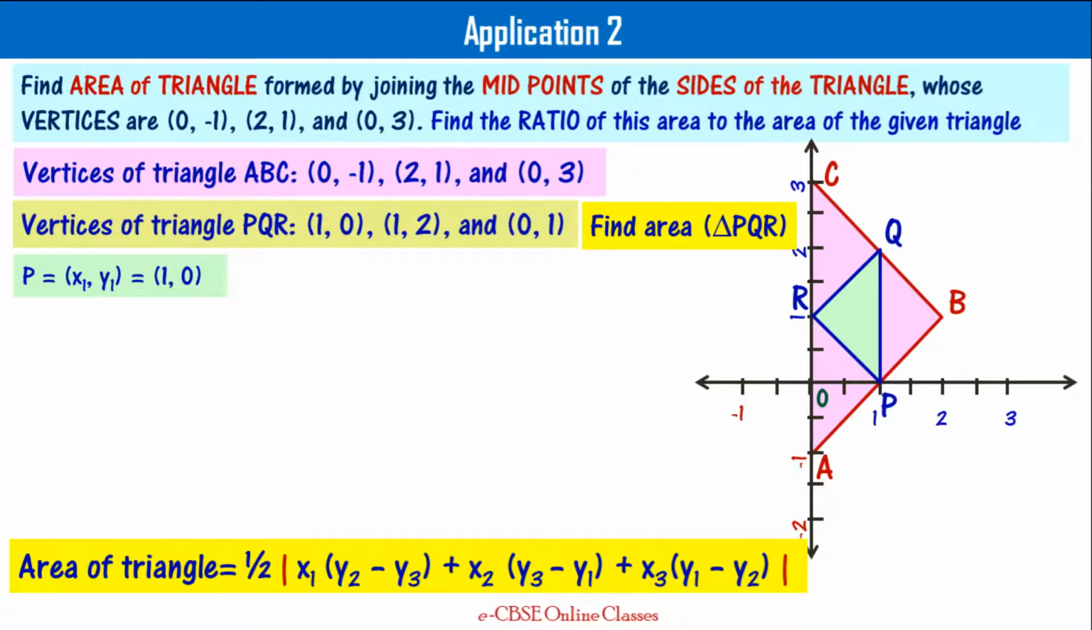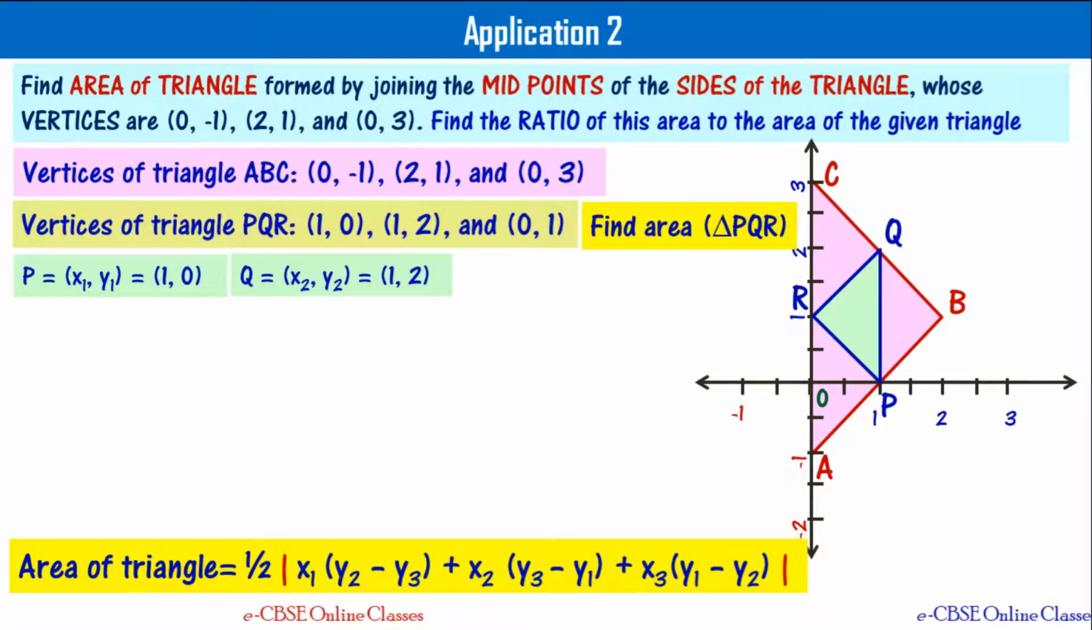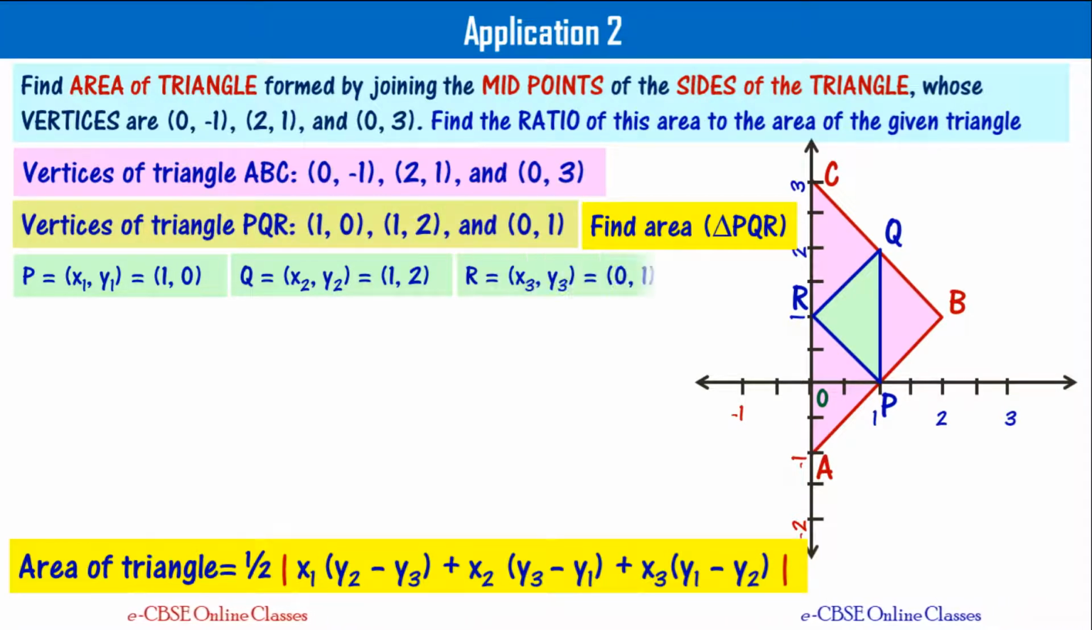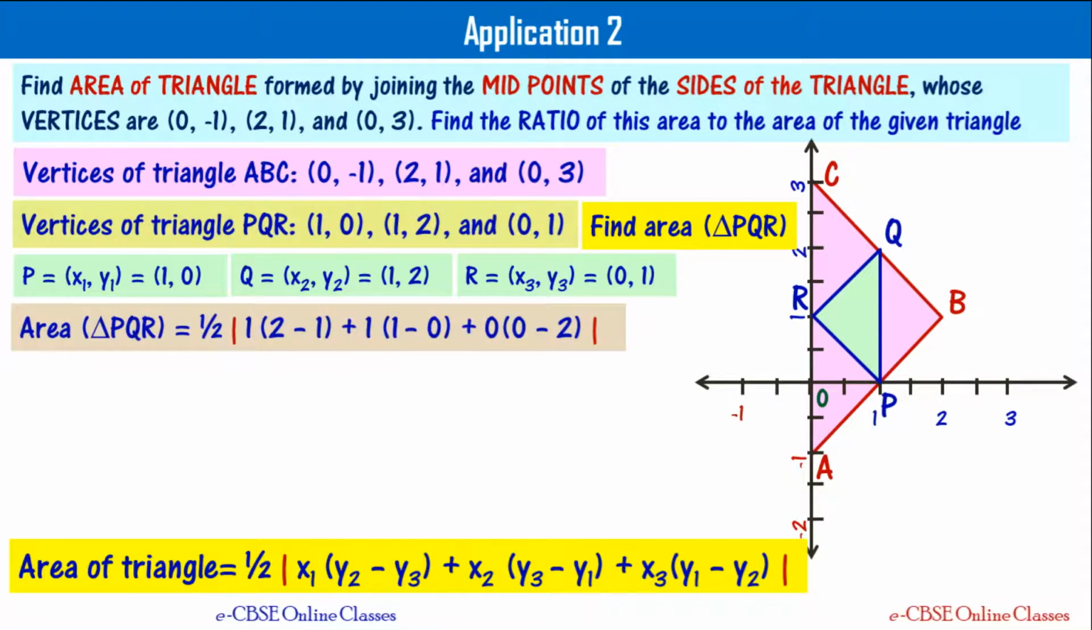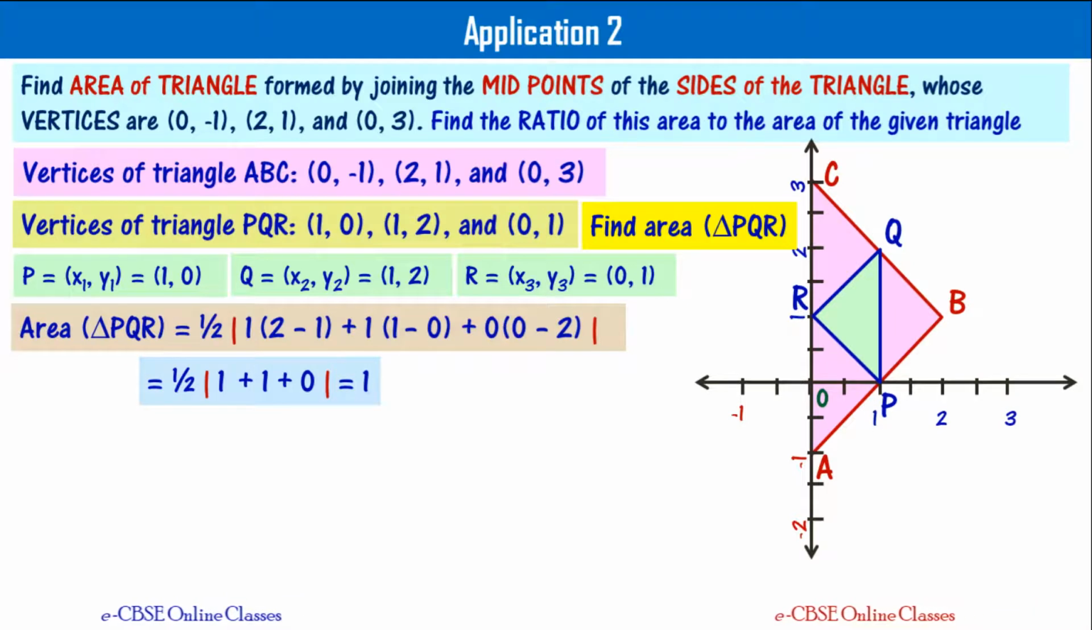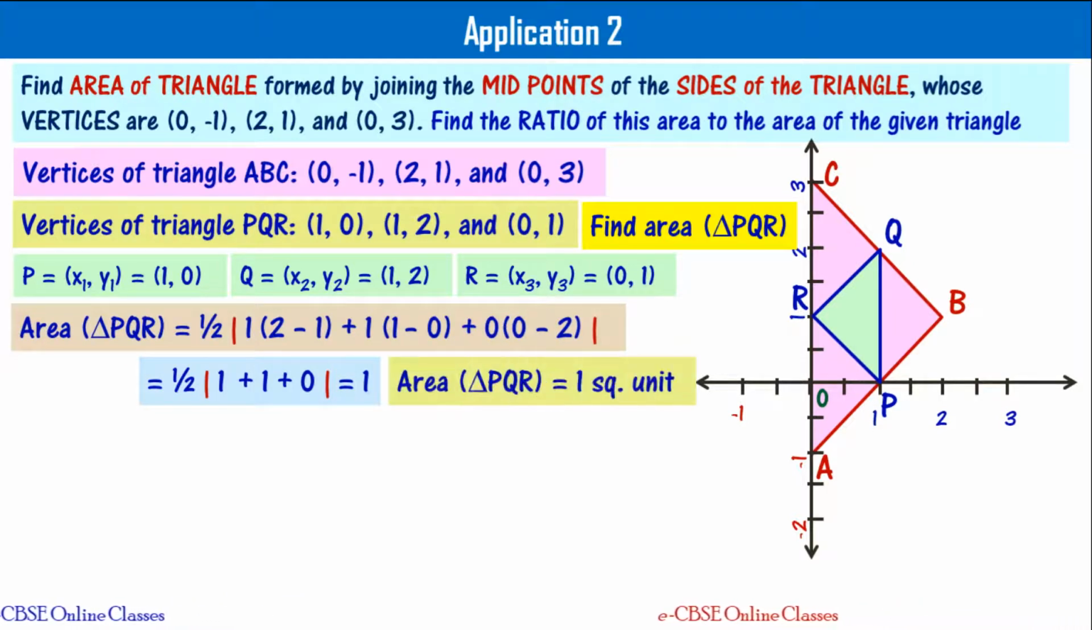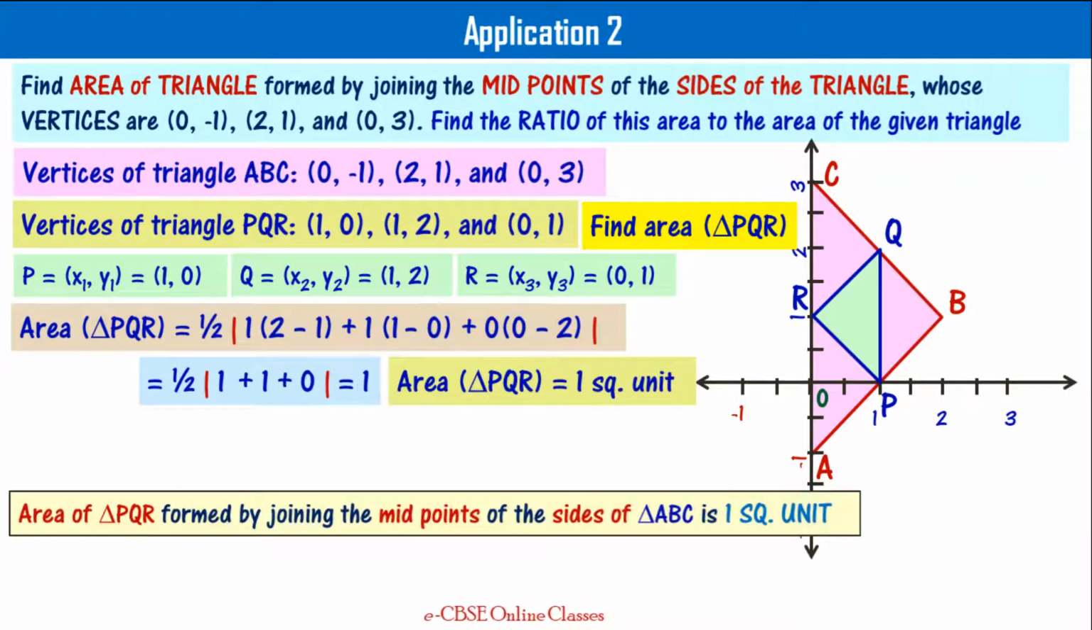Let's assume that P equal to x1 comma y1, that is equal to 1 comma 0, and Q equal to x2 comma y2, that is 1 comma 2, and R equal to x3 comma y3, that is 0 comma 1. And let's substitute those values into area of triangle formula such that we get area of triangle PQR equal to 1. Let us write area of triangle PQR equal to 1 square unit. Let's take a note of that.